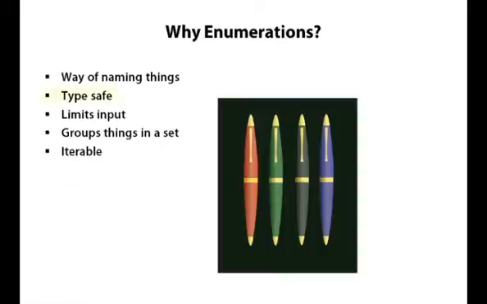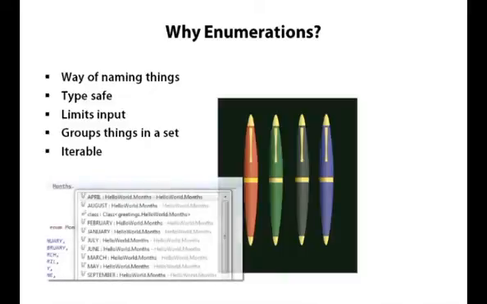Along with that, what we're going to get is some type safety. So if we created an enumeration of months, we'd be able to type the word months and hit dot in Eclipse, for example, and then we would be able to see what all the options that are available to us are, instead of using strings, for example.